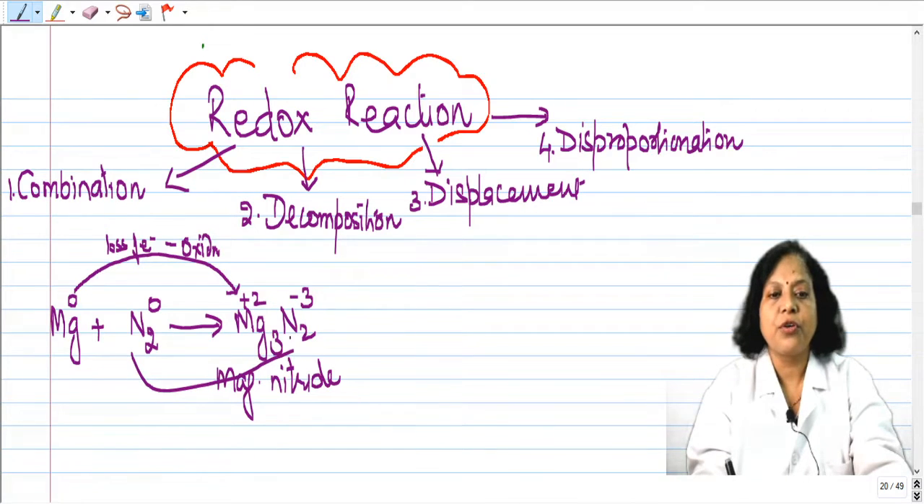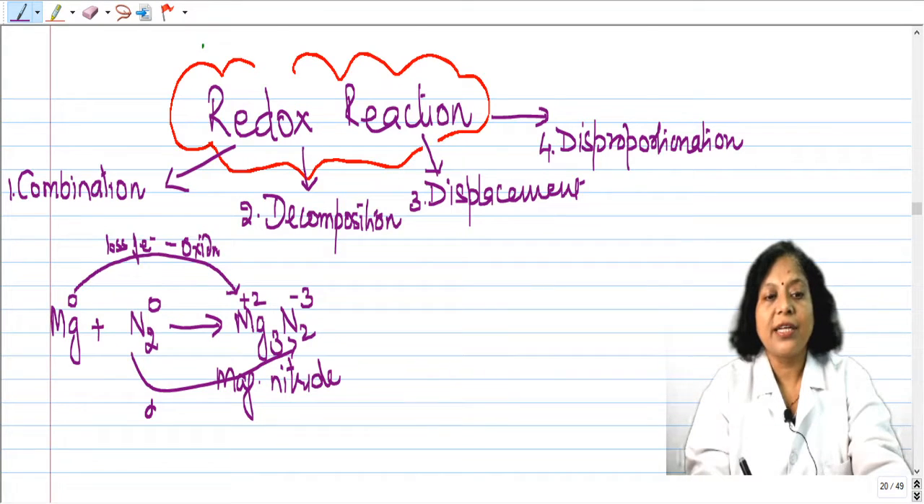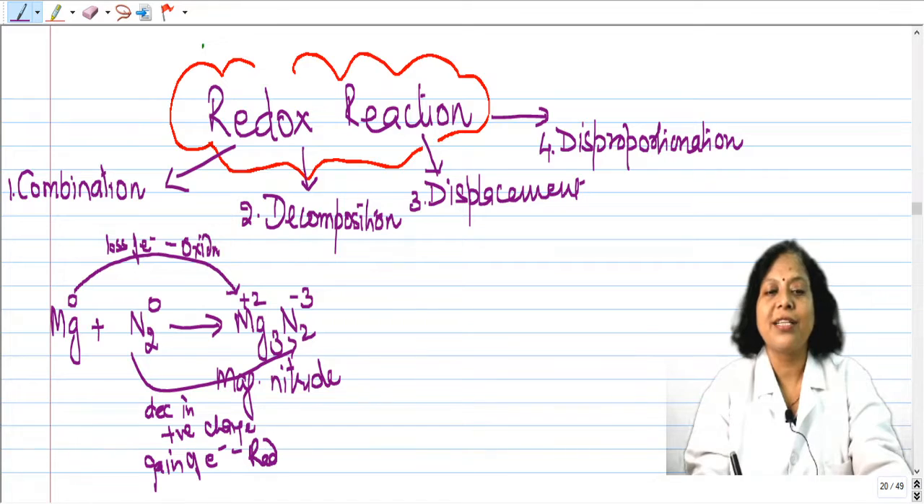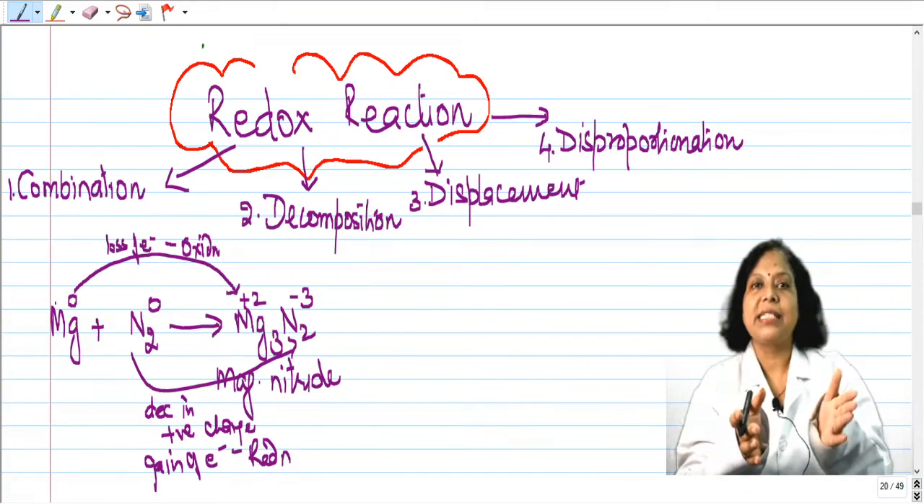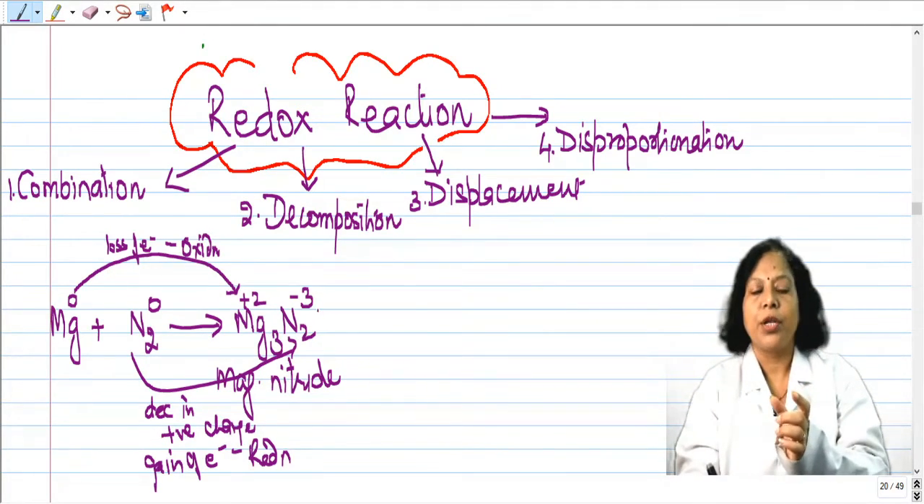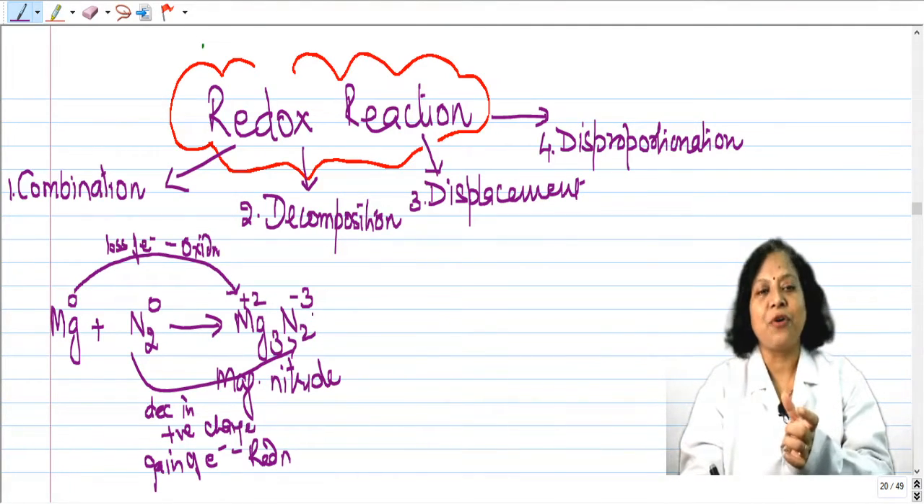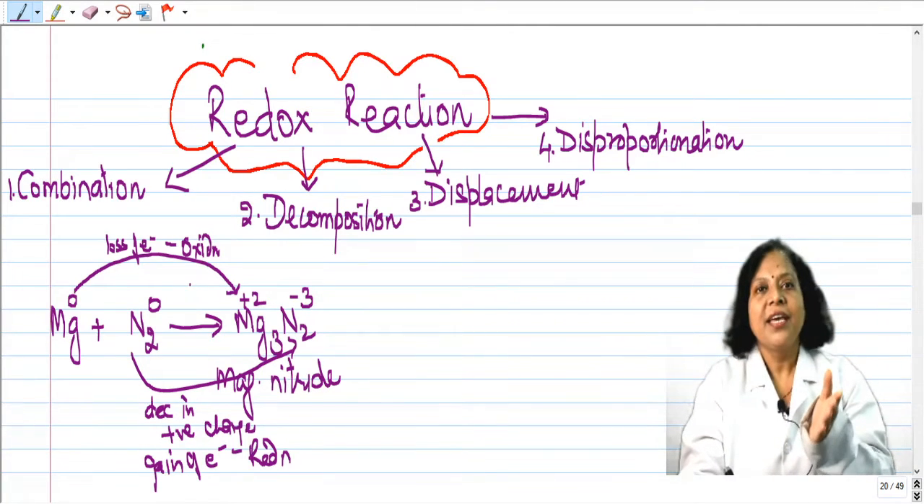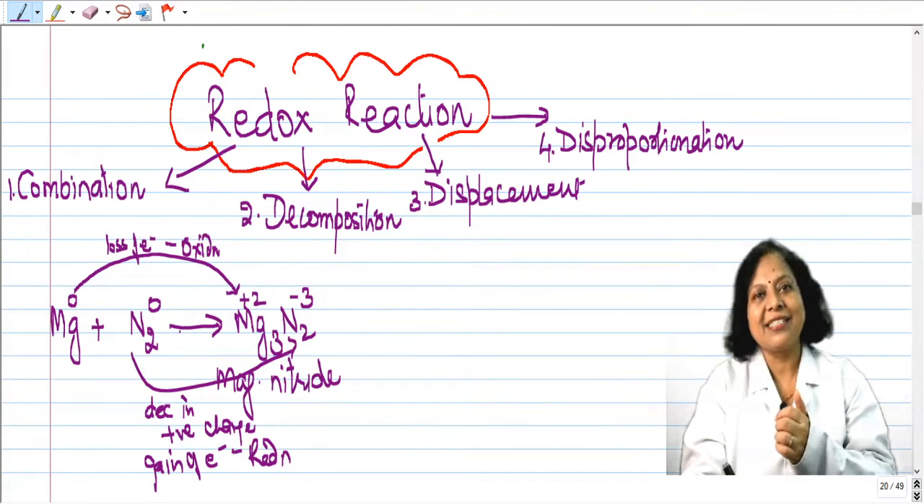Okay, now 0 to -3. So nitrogen to N3- is what? Increase in negative charge, or decrease in positive charge, or you can say there is gain of electron, and therefore this is reduction. So this reaction is a combination reaction because two elements are combining to form one molecule. It is an example of a redox reaction because it is showing oxidation as well as reduction.